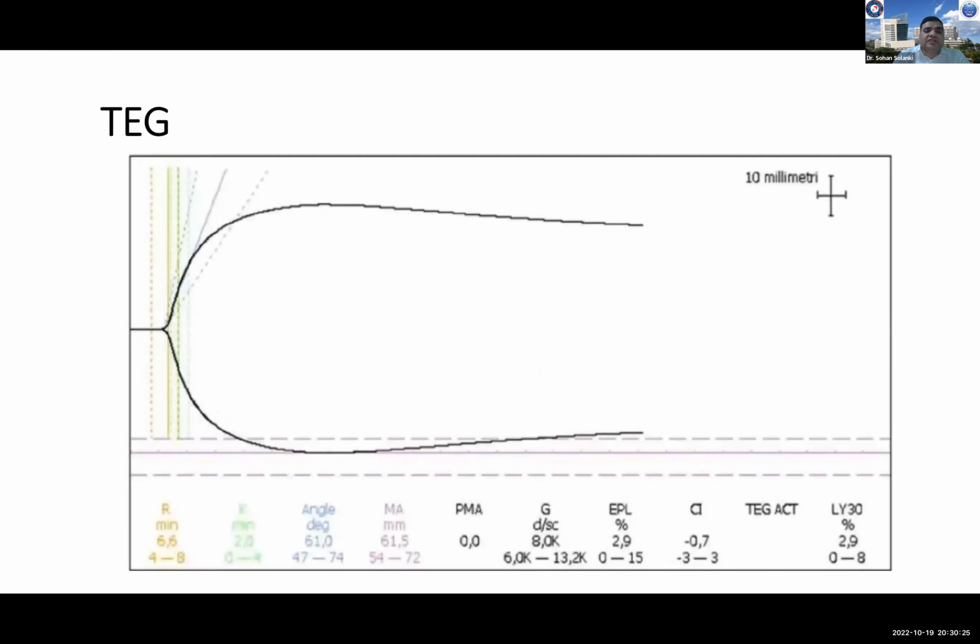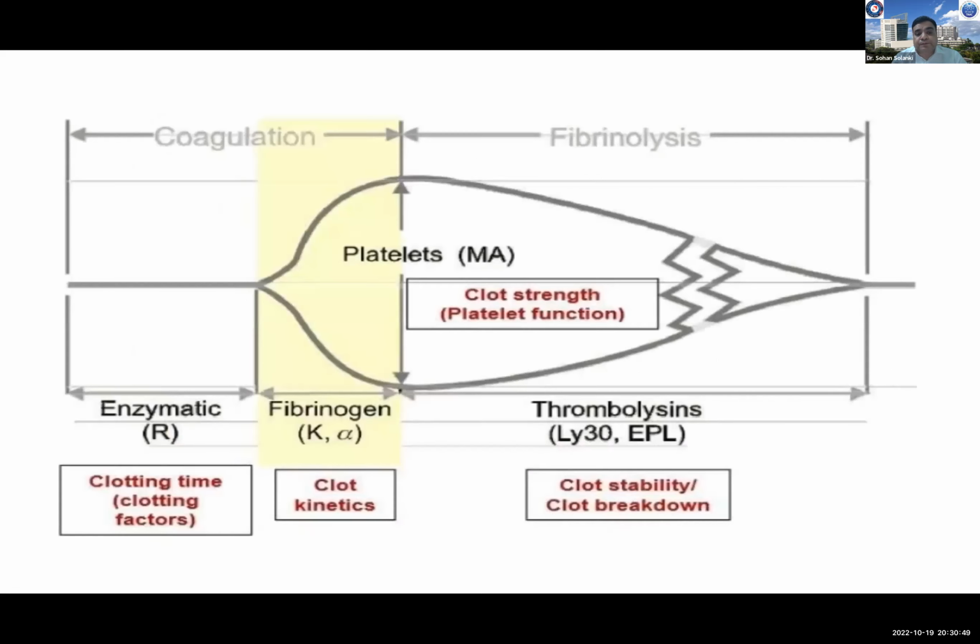So this is the normal TEG waveform. You can see the R time and K time, angle, MA, PMA is the predicted MA, G is the elasticity of the clot, EPL is the estimated percentage lysis up to the MA. So we'll talk one by one about each of these parameters.